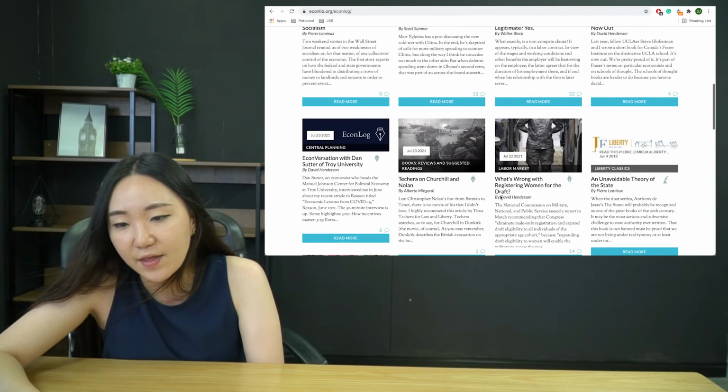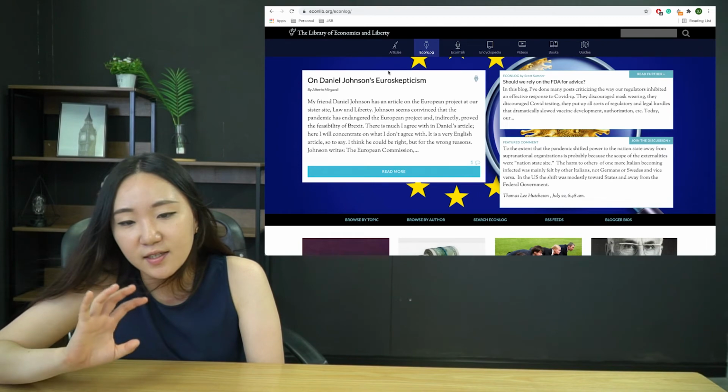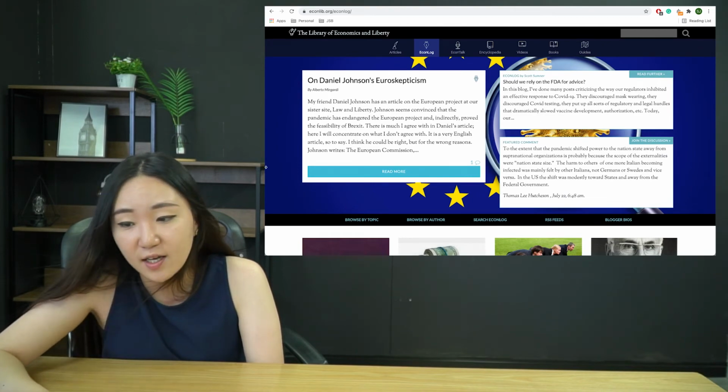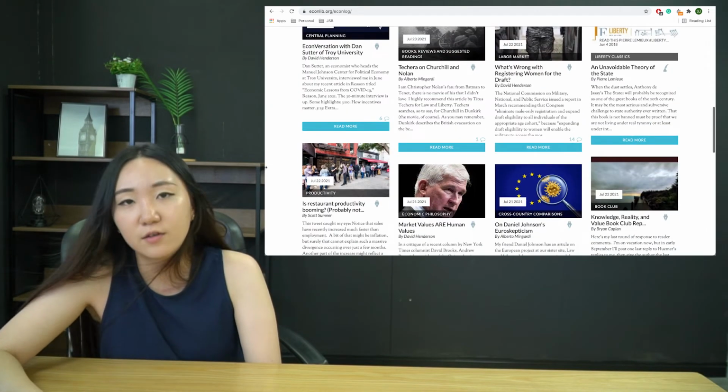Econlib.org. So here, this is obviously very Eurozone-ish, but yeah, there's a lot of good figures, good information pieces in here as well. Really recommend that.